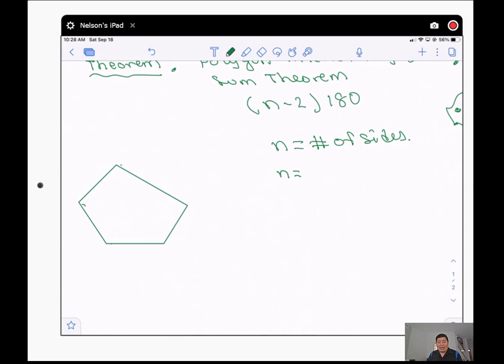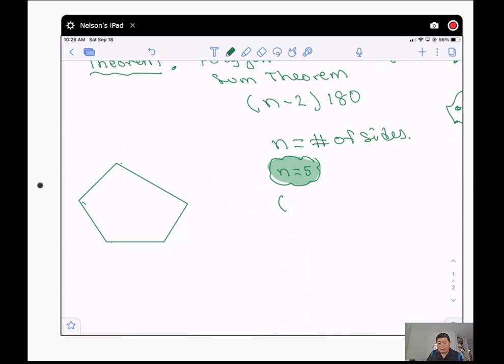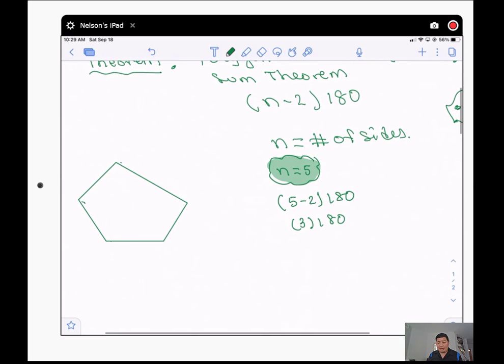So let's go ahead and start. The number of sides happens to be five, so this over here is going to be our value of n. Now we are going to substitute n into the formula. And so 5 minus 2 makes 3. 3 times 180 makes 540 degrees.